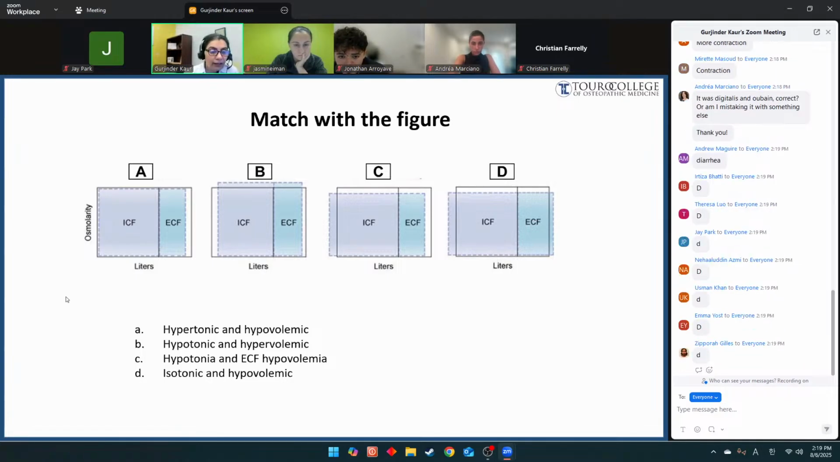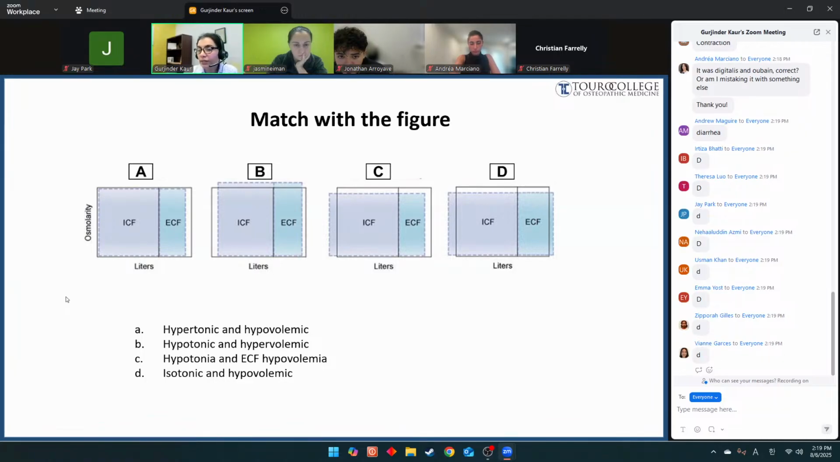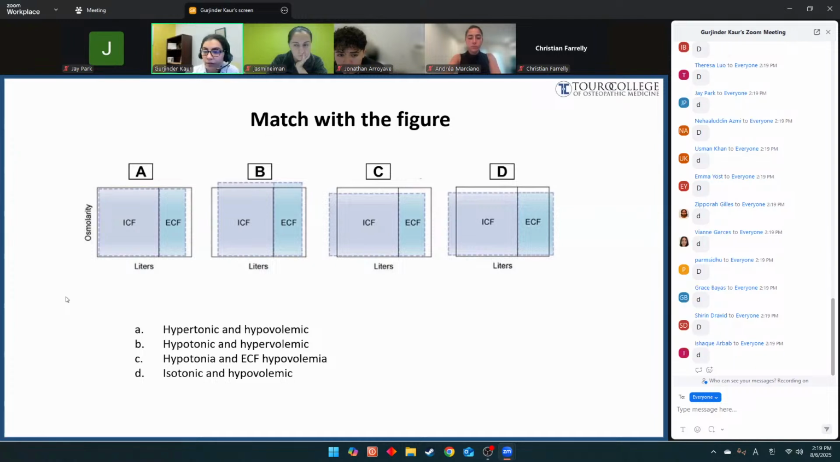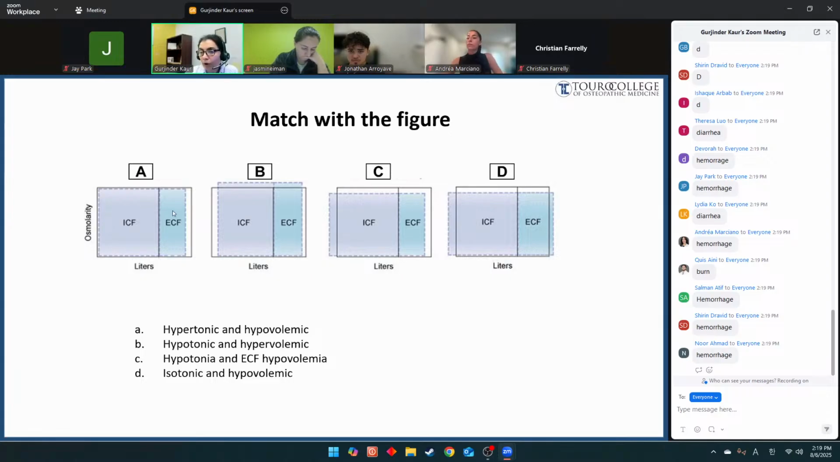Diarrhea is correct, very nice. Is there some other clinical scenario that comes to your mind besides diarrhea? Hemorrhage, beautiful. So D is correct. There is an isotonic loss. If you are not seeing any change in the osmolarity, you don't have to worry about any shifts in the compartments. This is as simple as it could be. Only volume is lost, and that too from the ECF, because your plasma is going to get impacted first. So D is correct: isotonic and hypovolemic.